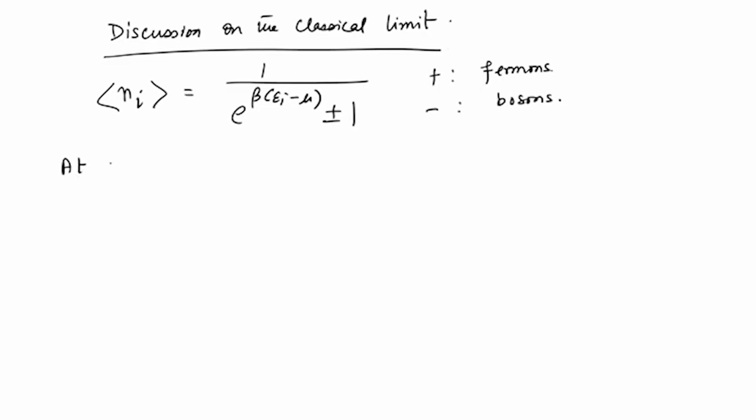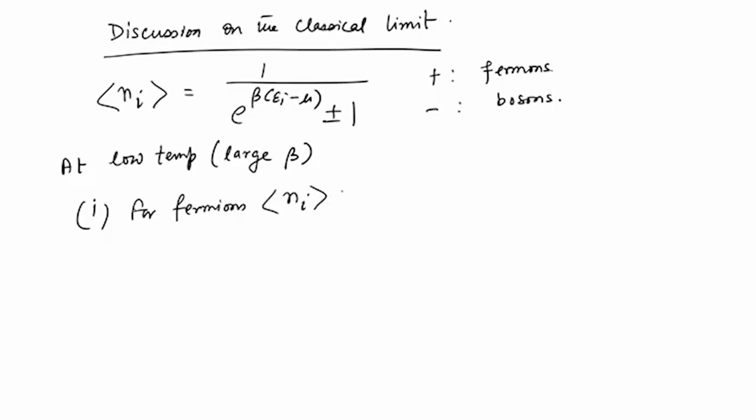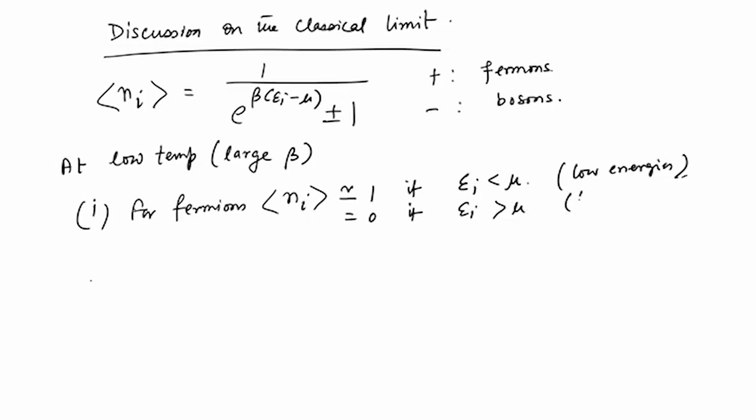So, at low temperature or large beta, what happens? For fermions, the average N_i is equal to 1. I mean, it can be either 1 or 0, but it is 1 only if epsilon_i is less than mu. So, we are talking about low energies, large beta or small temperature, and for fermions it is equal to 0 if epsilon_i is greater than mu. So, these are large energies.